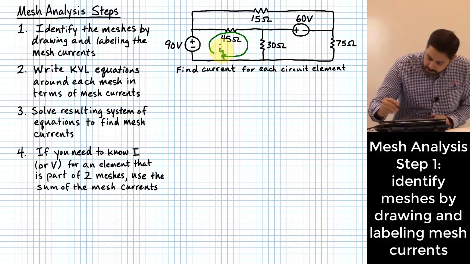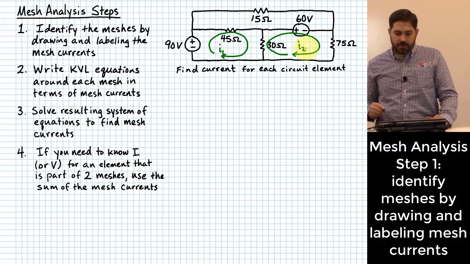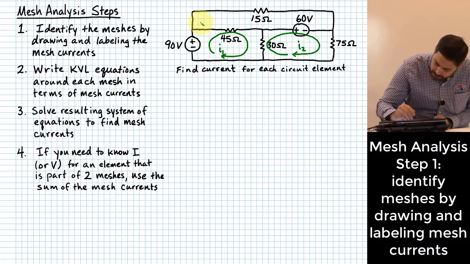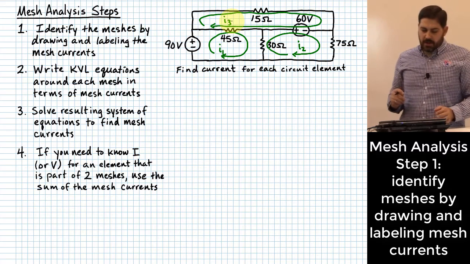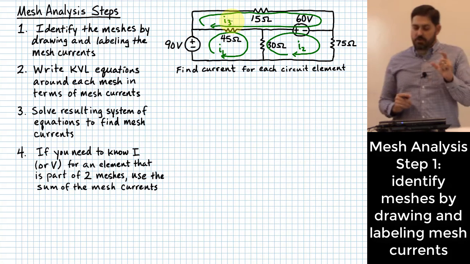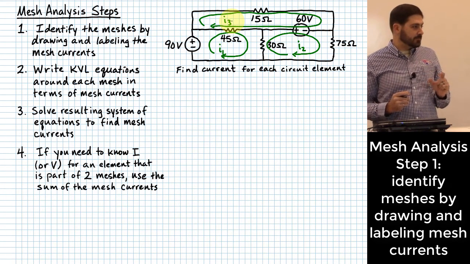Let me put another mesh current over here. I'll call that I2. And then I'll put my third mesh current up on this upper mesh up here. I'll call that I3. Okay, so step 1 was identify the meshes by drawing and labeling the mesh currents. And we just finished with that step.